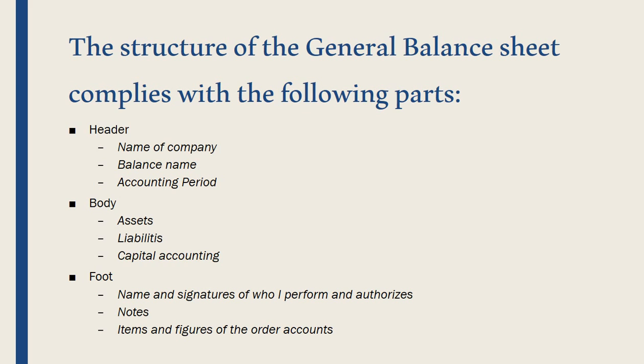And the final point is the structure of the general balance sheet, which is completed with the following three different parts. Number one is the header: the name of the company, the balance name, and the period. Number two is the body: assets, liabilities, and capital accounts. And number three is the foot: name and signatures of who performs and authorizes it, notes and items and figures of the ordered accounts.